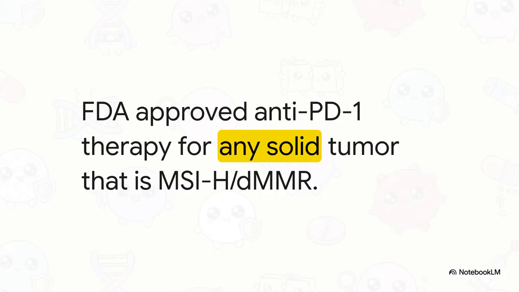This specific dynamic actually led to a true revolutionary milestone in modern medicine. The FDA approved anti-PD-1 therapy as a tissue-agnostic treatment. This is huge. It means the drug is approved not based on where the cancer started in the body, whether it's the colon, the stomach, or the uterus, but entirely on the specific genetic signature, MSI-H. If the tumor has the typos, the drug is cleared for use.